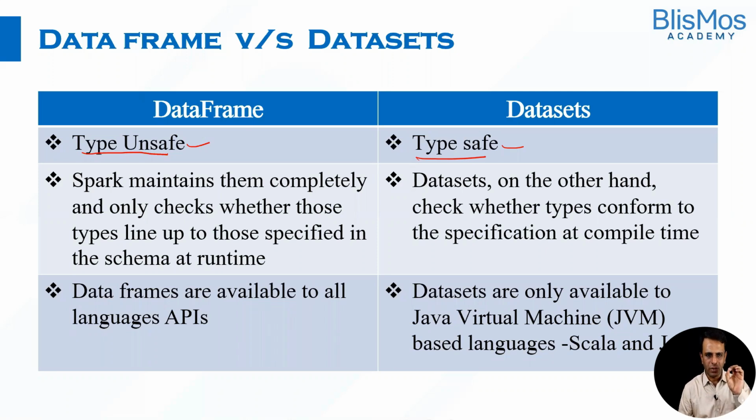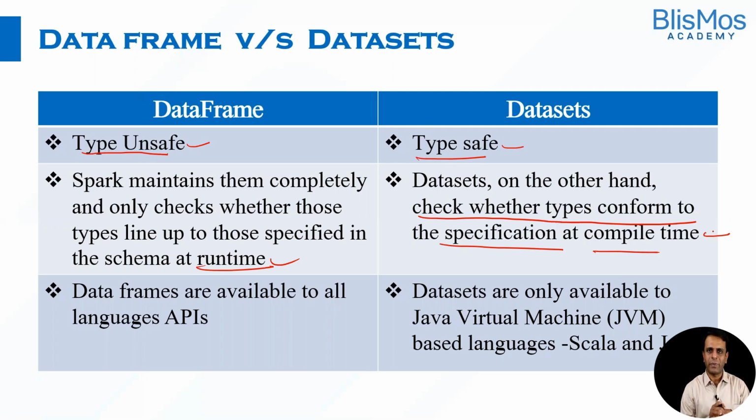Let us move on and try to understand the other differences between DataFrames and Datasets. What happens in DataFrames is Spark maintains all the information about the data types of DataFrames, and also it checks whether the data types are proper or not during runtime. On the other hand, with Datasets, Spark checks whether the data types conform to the specification at compilation time only. That is because it has to ensure that the types are the same, right? That is the reason in Datasets the data types are confirmed during compilation time, but on the other hand for DataFrames it is done during runtime.